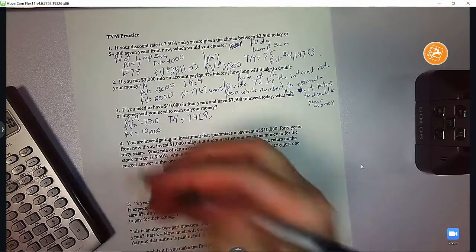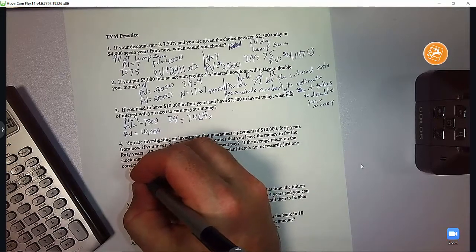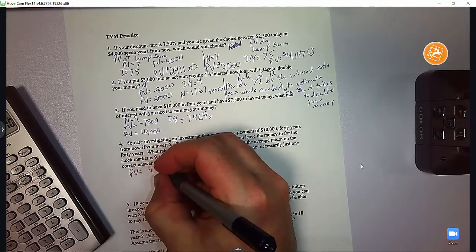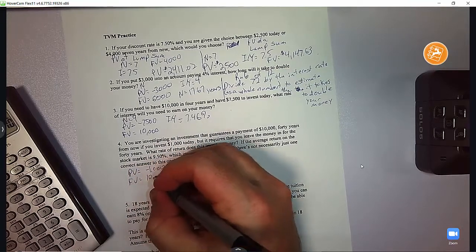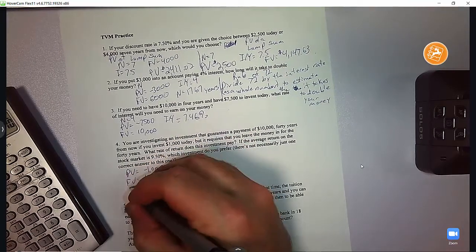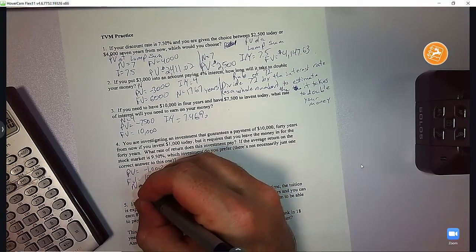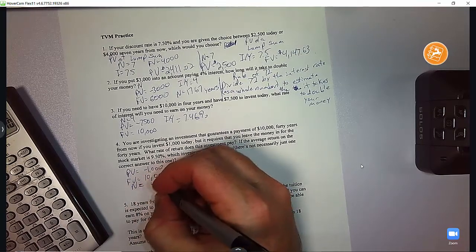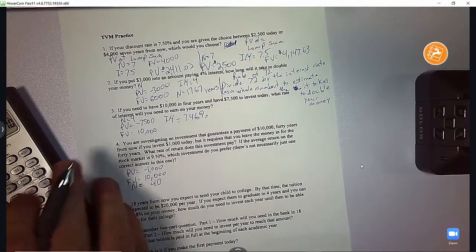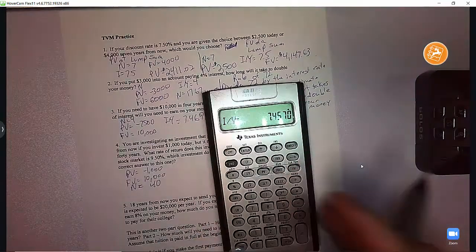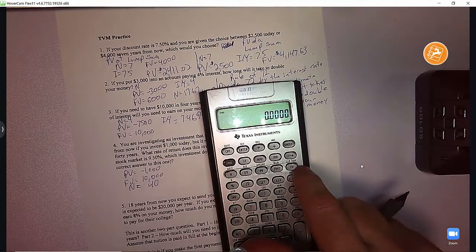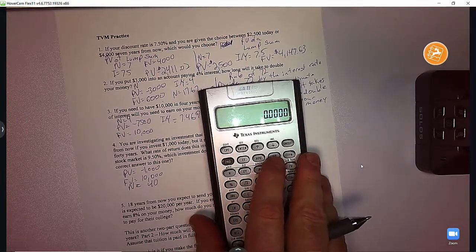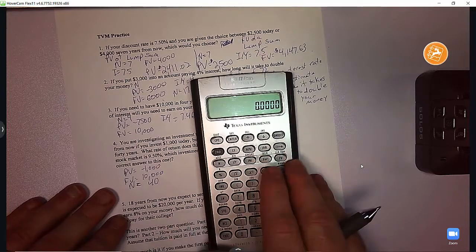My present value is equal to 1,000. My future value is equal to 10,000. My N is equal to 40. So I'm going to press second and future value to clear out all my time value of money variables.